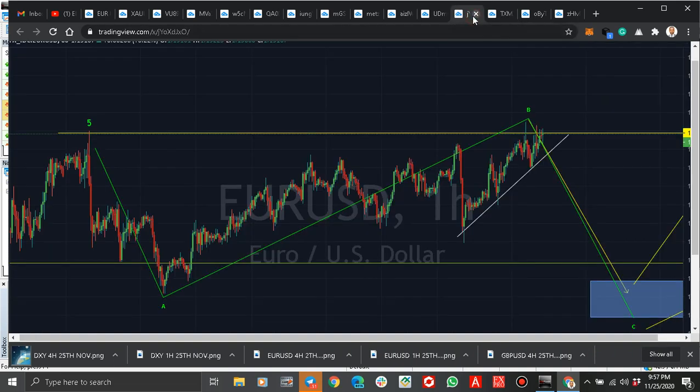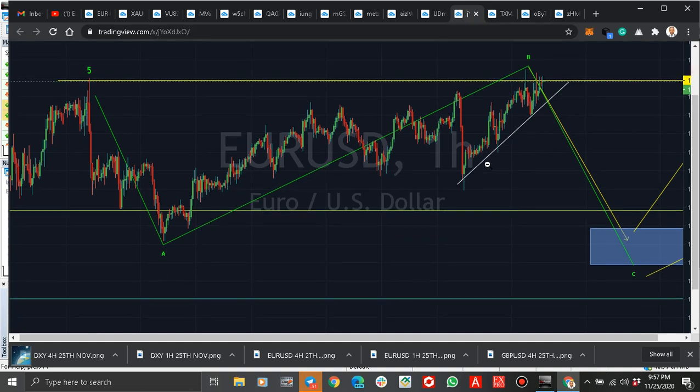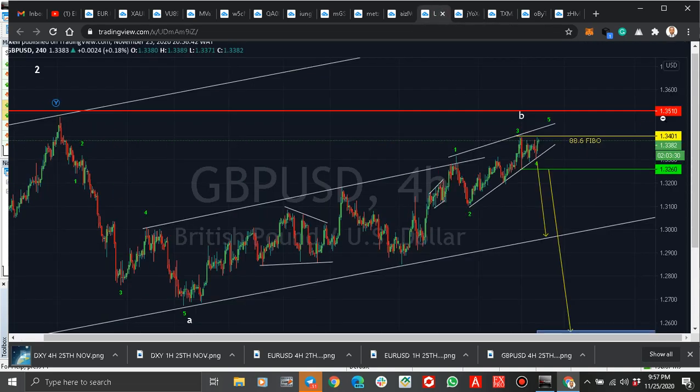Okay, this is 4 hours. Then 1 hour, the same thing. The only difference on 1 hour is that if this channel is broken, I will look for a buy, and my first target will be this line. So that's the only thing I will say on 1 hour.